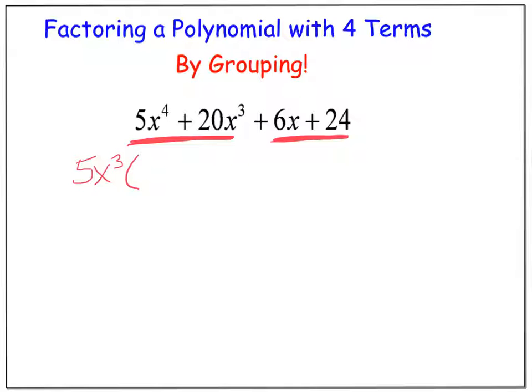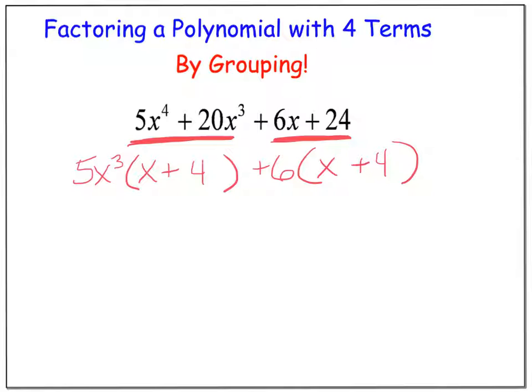5x cubed would be the greatest common factor, and you go about dividing each of them by 5x cubed, which gives you x plus 4 left over. And then you leave that off to the side and go on to your second two terms and factor out a greatest common factor if it has one. Well, that would be a 6. And it was a positive 6, so you write that as a big plus sign there. And when I divide the 6 out, I get an x plus 4.